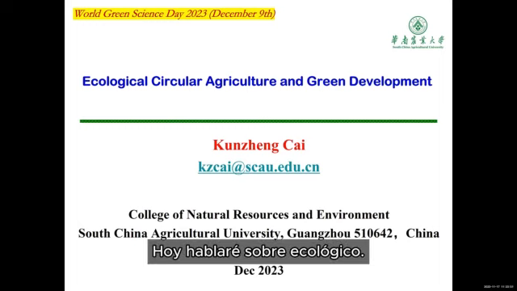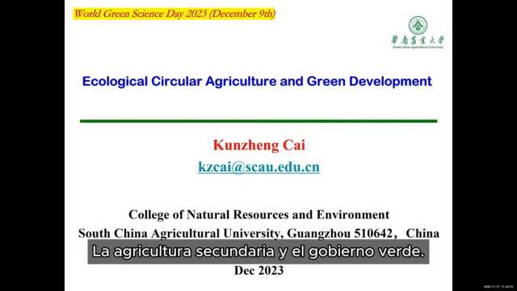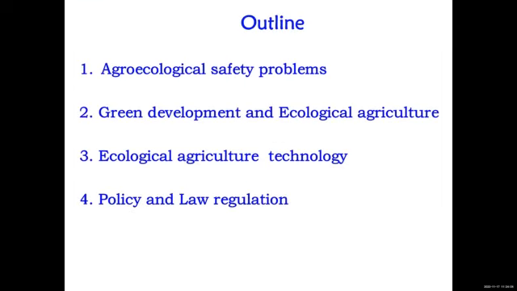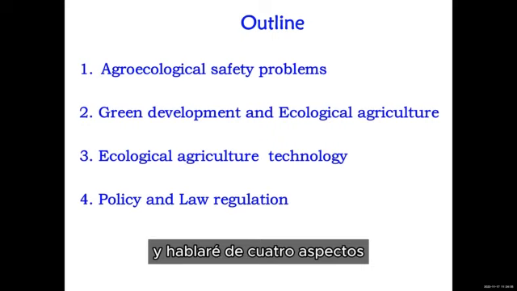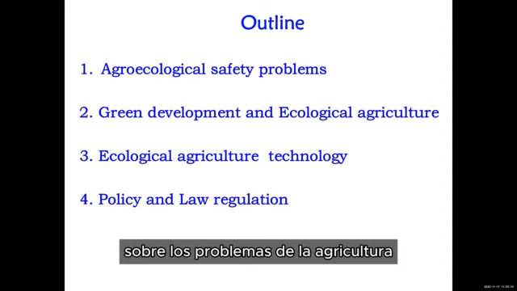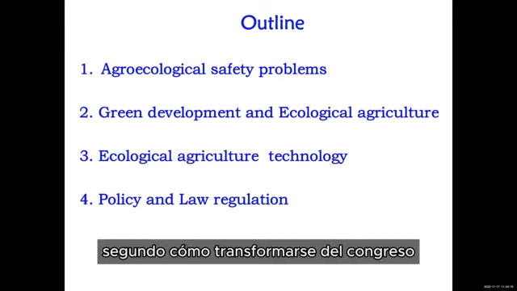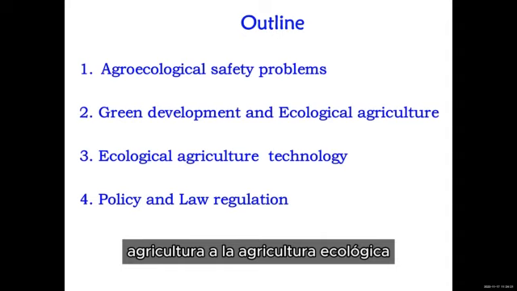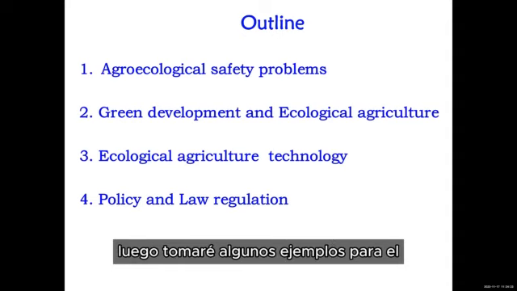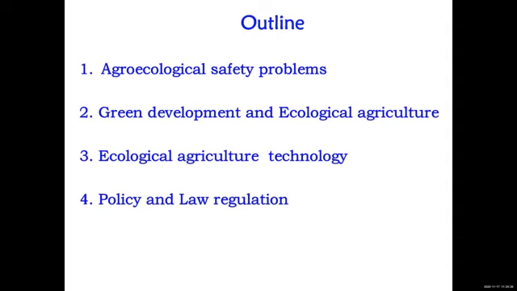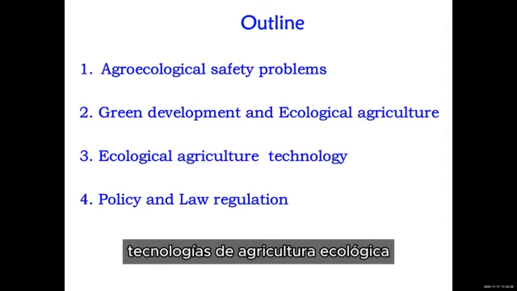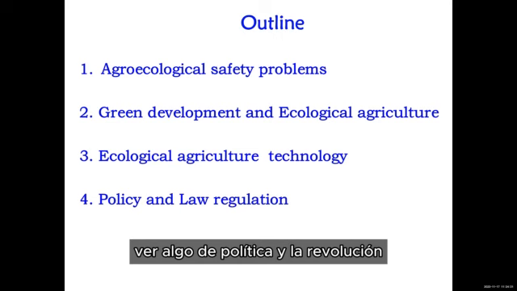Today, I will discuss ecological circular agriculture and green development. And I will talk about four aspects. First, I will talk about some issues, the problems of agriculture. Second, how to transform from conventional agriculture to ecological agriculture. Then I will take some examples of ecological agriculture technologies. And the last one, say some policy and law regulation.